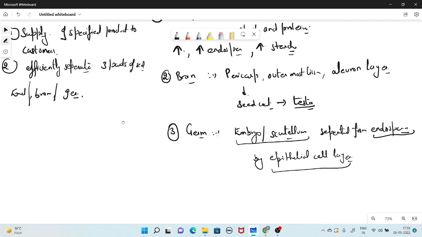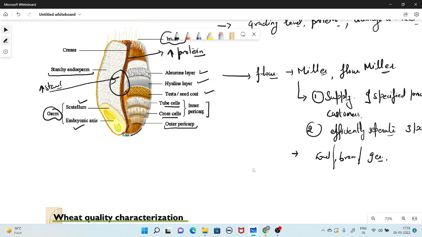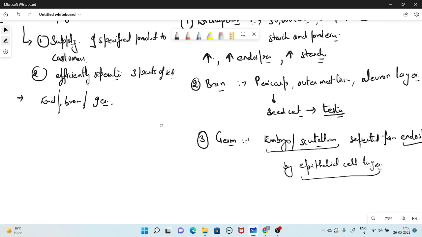So let's again see the image of the seed. Here we see the layer of epithelial cells present in between the endosperm and the embryo, and the nutrients come to the embryo through this epithelial cell layer, right? And during germination, it also activates enzymes, right? And those enzymes are degrading enzymes.